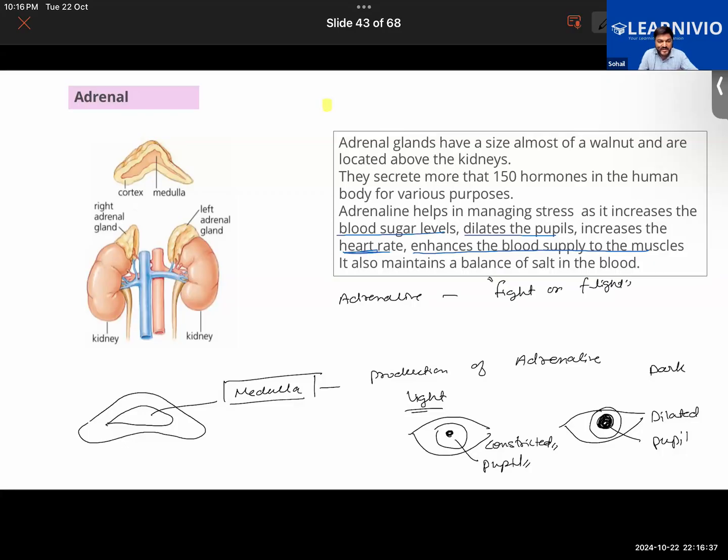Suppose someone is in a dangerous situation, so he has two options: either he can fight the danger, or he will run away from that place, right? Whenever we are in a stressful situation, we react in two ways. Either we run away from that situation, or we fight. So that's why this is called the fight or flight hormone.